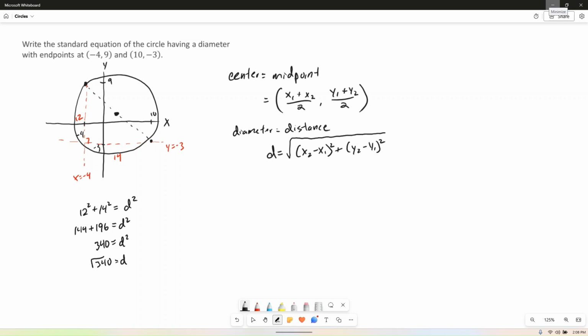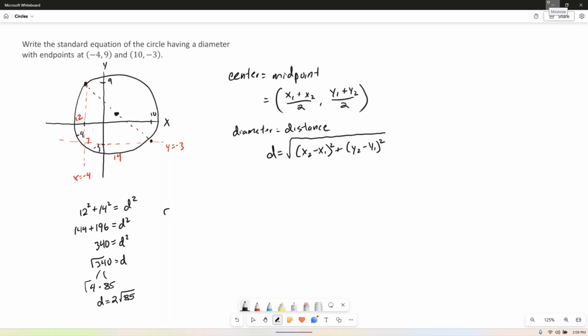Now, we can technically simplify that. 340 can be broken into the factor of 4 times 85. And if you take the square root of 4, you're going to get a 2. So we could say that d, which is the length of the diameter, is going to be 2 times the square root of 85. Well, I can't simplify the 85 any further, at least not as a perfect square. So the diameter is 2 times the square root of 85.